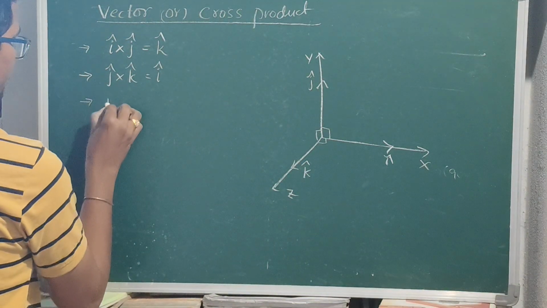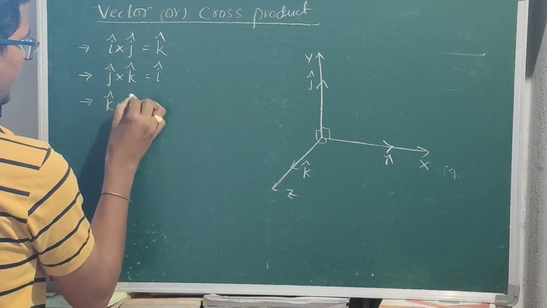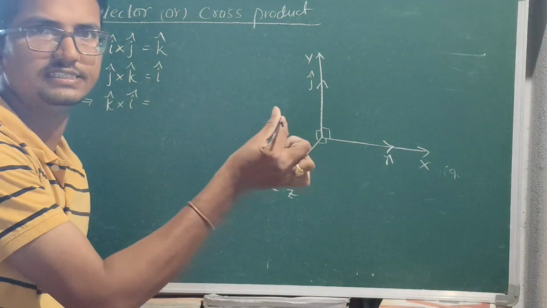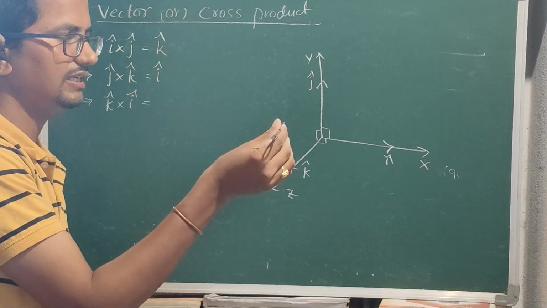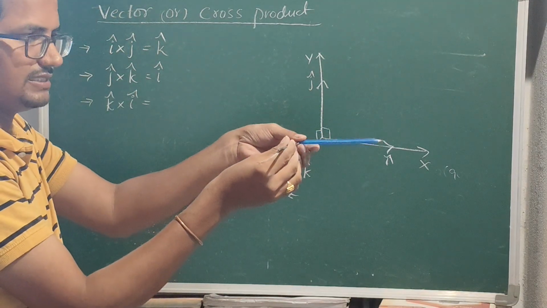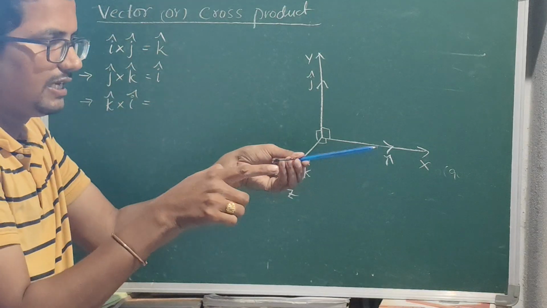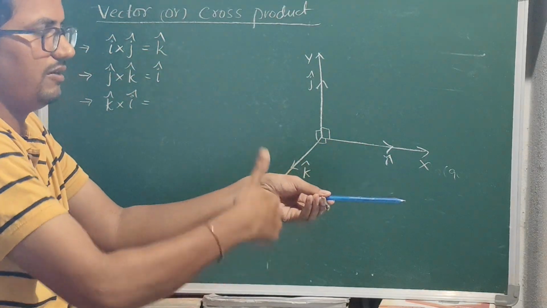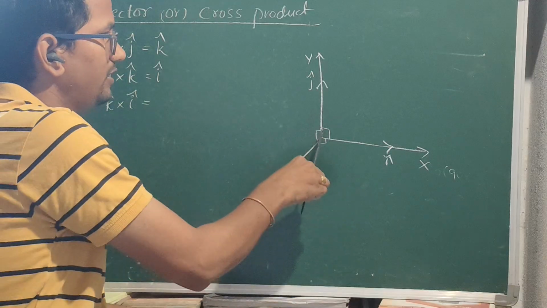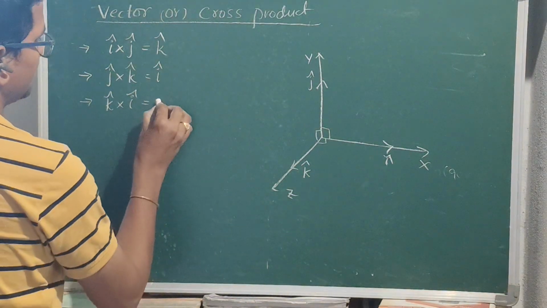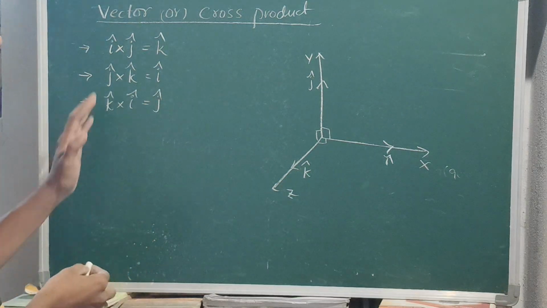Next one, k cap cross i cap. K cap means this is the z axis. Outside is the z axis. This is the x axis. Okay, we need to do this. k cap cross i cap means upward direction. Upward direction means which one is there? Y axis. That is called j cap. Okay, are you able to understand this one?